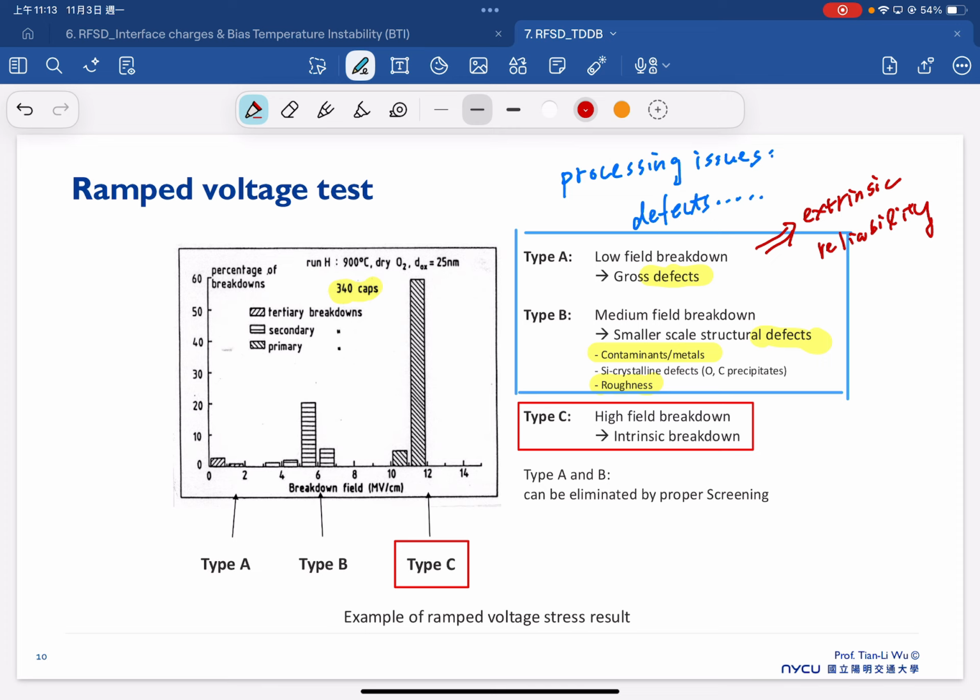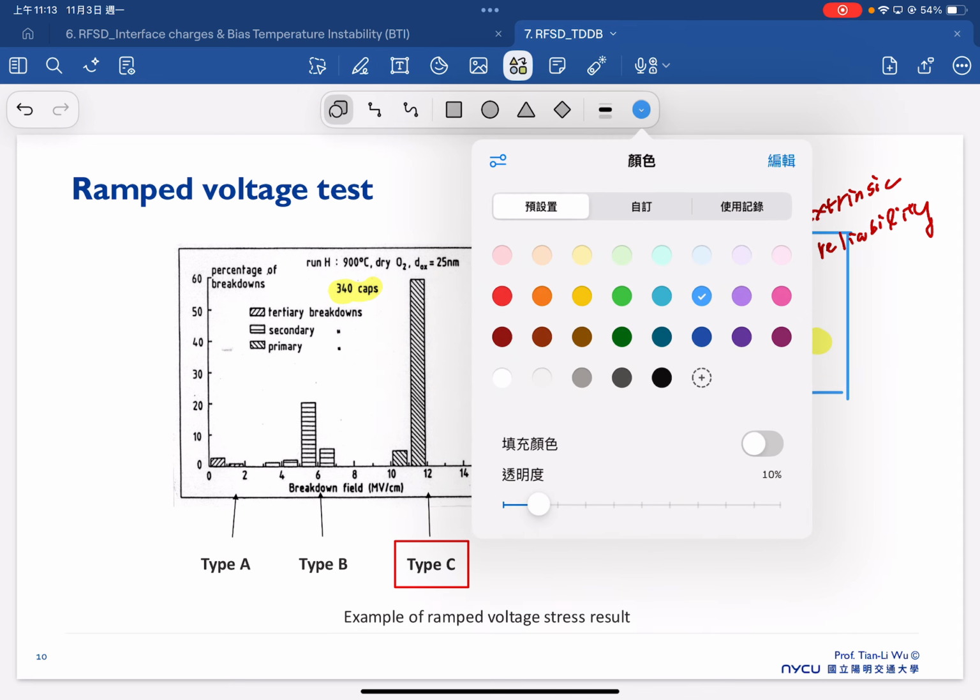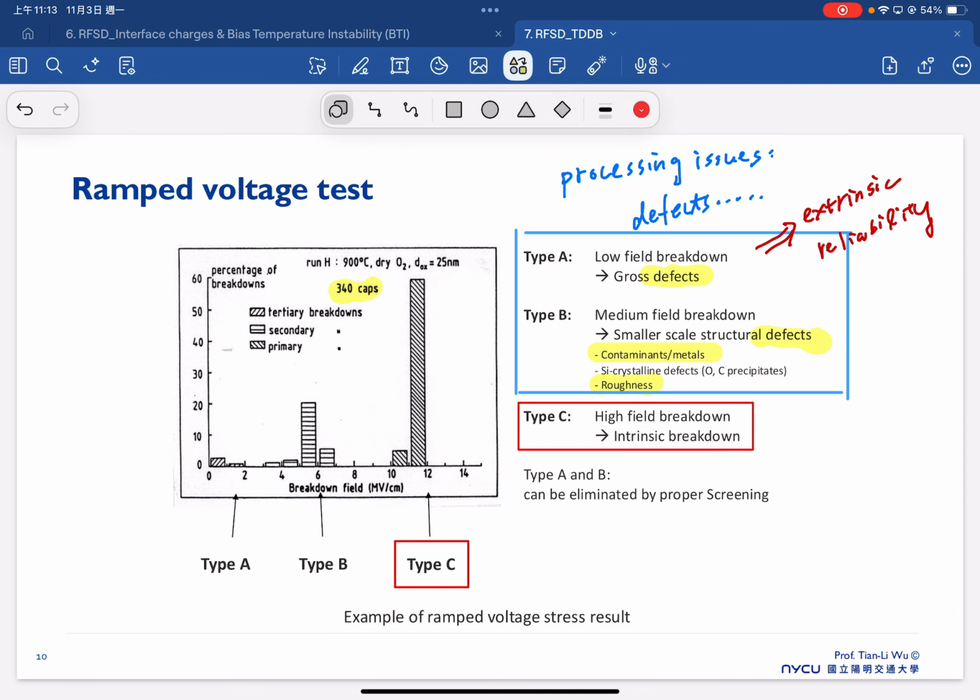But on the other hand, there's a type C, which has a very concentrated, very narrow distribution in the high electric field. This is a case we consider as a breakdown inside, mainly due to the dielectric properties, the physical mechanism inside the dielectric. That's what we call intrinsic reliability.